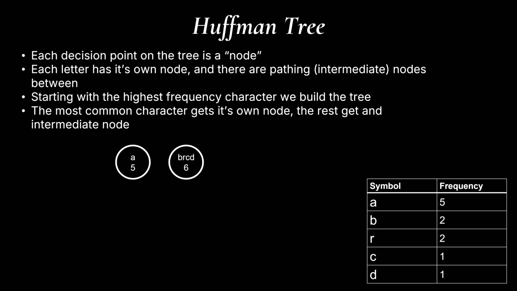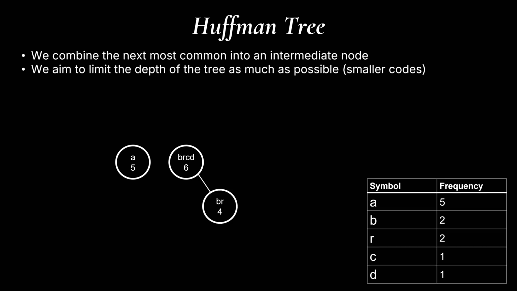Okay. So here, what we're going to do is say, right, the most common character is going to get its own node. We want that to be the shortest code. So in this example, we're going to say, right, it's A. It's on its own, right over there. And all the rest, the other 4 letters, are going to get an intermediate node, and that's going to lead somewhere else, and we'll work that out in a moment. So the next thing we do, we go to the next most common into another intermediate node.